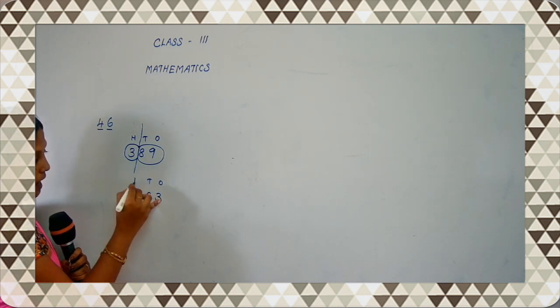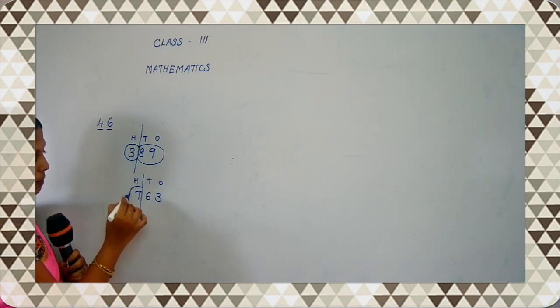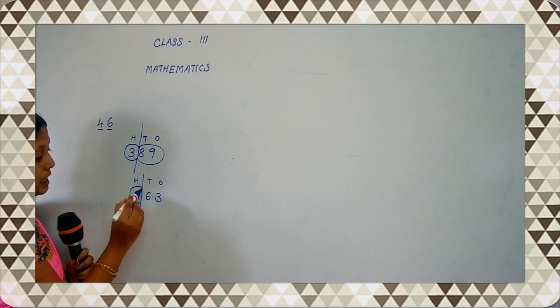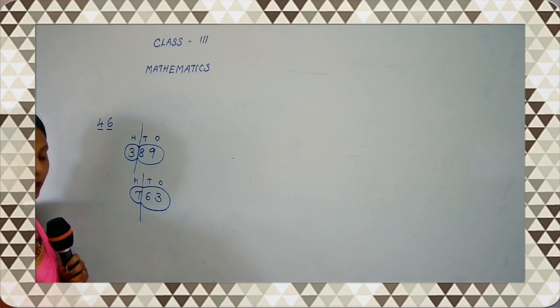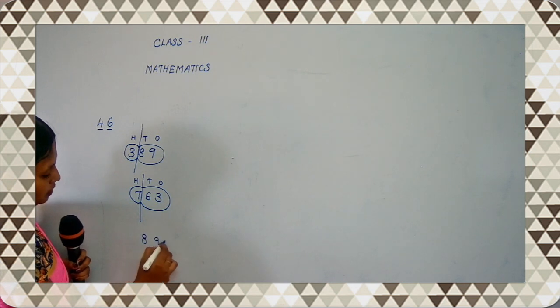Ones, tens and hundreds. You split this one. First of all you read the hundreds place value. 700. How many hundreds are here? 7, okay. So 763. 763.